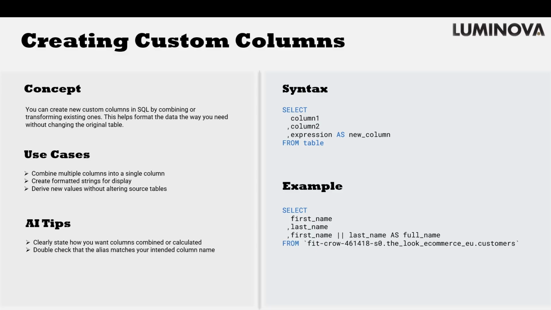A couple of important AI tips are to always be clear in your prompt about how you want the custom column created. If you want to join two names, specify that explicitly, and if you want to calculate a new value, explain the formula. Finally, double-check that the alias you use matches the intended column name because the alias is what will show up in the results, so it should be descriptive and accurate.